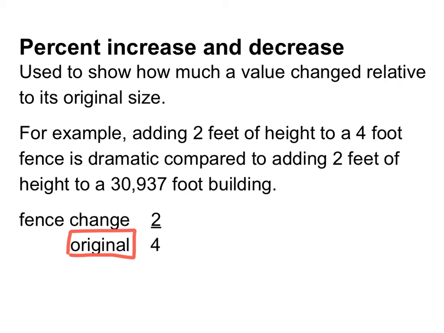So in this case, the fence was 4 feet high and then 2 feet was added on top. So it's the original number. If you're talking about time, it's the earlier number. Okay, so I have the change. That was 2 feet over the original. That was 4 feet. And now I need to turn this into a percentage by making the original be 100. So make that denominator be 100.